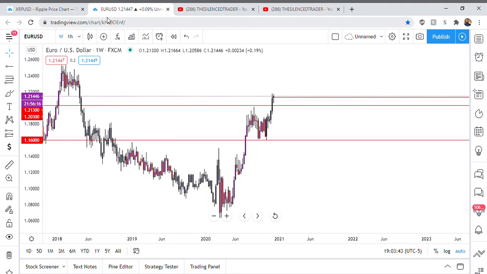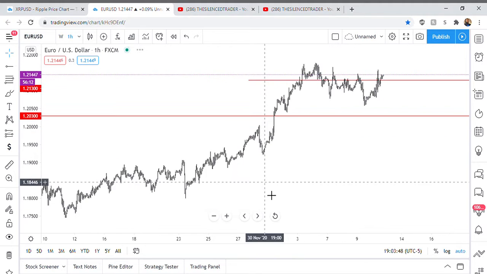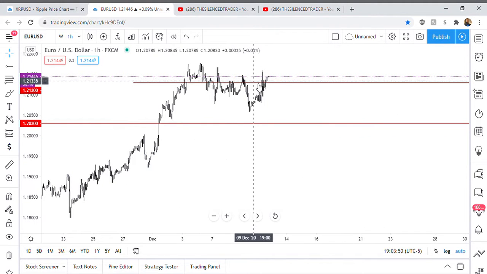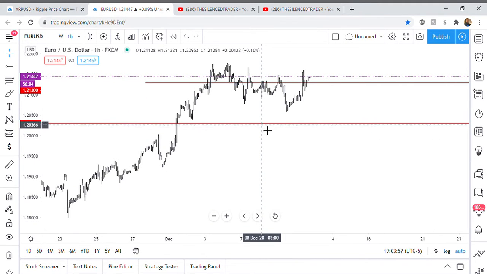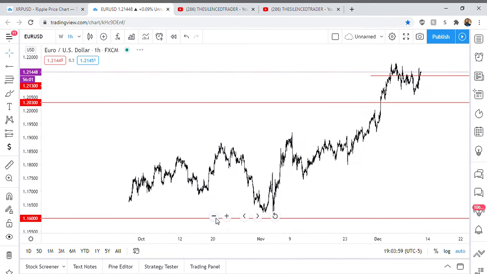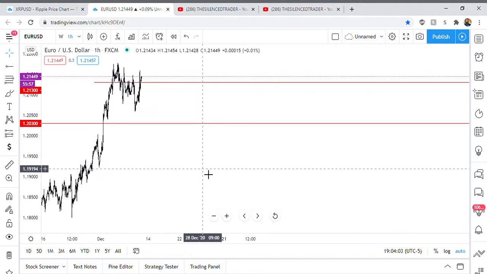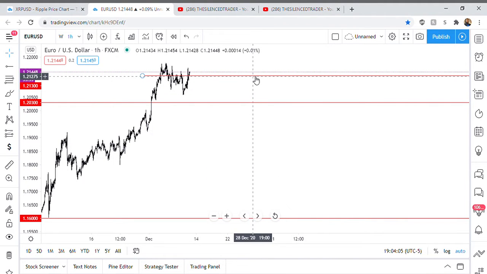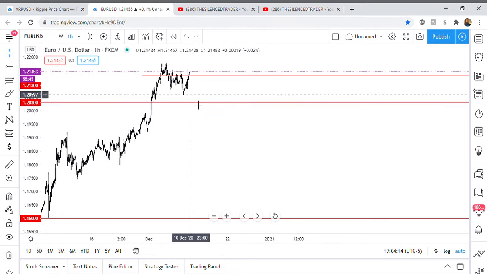On the weekly, we go straight to the 1 hour, and we can see right here, this is the weekly open. This is the main level. So we got the weekly open here. Then we have a major level of resistance that got broken that now will turn into support. So we just have to see if this level will hold.